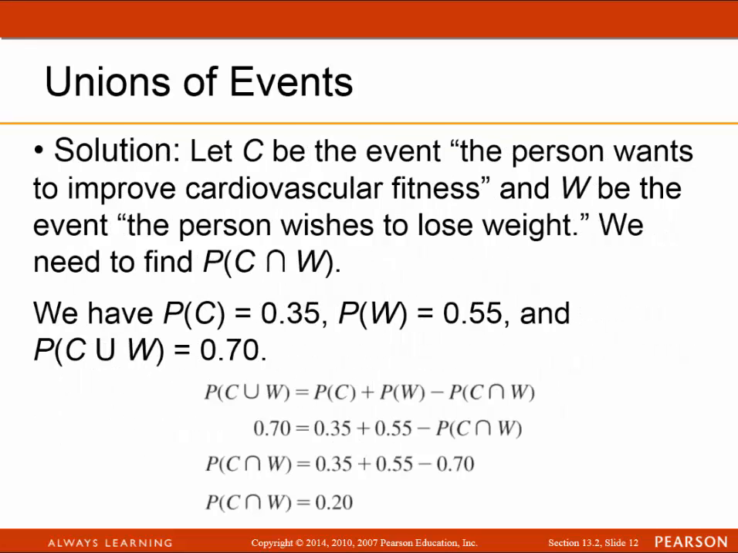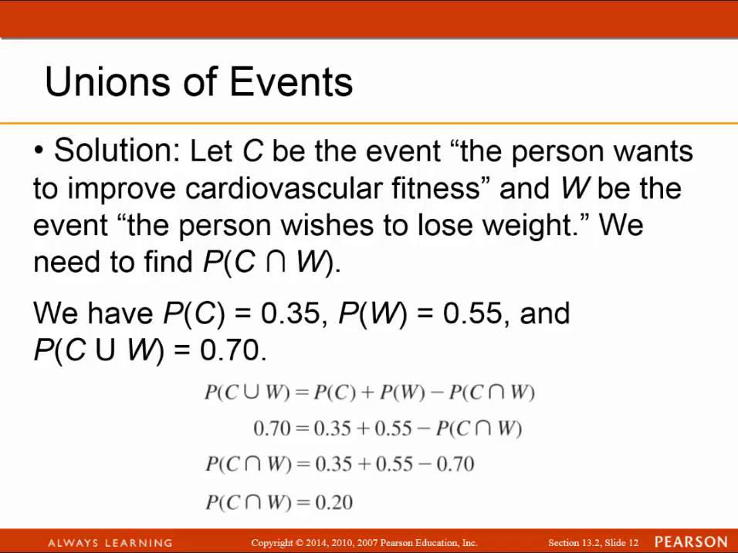So let C be the event that the person wants to improve cardiovascular fitness. Let W be the event that the person wishes to lose weight. So then we need to find P of C and W. Now we have that P of C is 0.35, P of W is 0.55, and P of C or W is 0.7. So using the formula, we plug in all of these values.